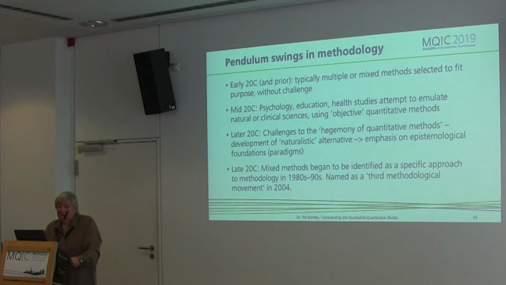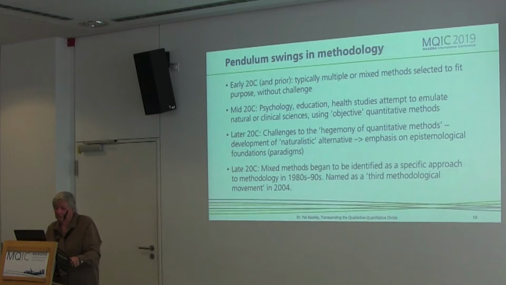In the early 20th century, typically, as I said, multiple or mixed methods were selected to fit the purpose, and that wasn't challenged. Mid-20th century, psychology, education, health studies, and so on, were particularly concerned to emulate the natural or clinical sciences using what were called objective quantitative methods. So when I did psychology in the 1960s, we never actually heard the word paradigm, we never talked about philosophies, but we were hammered on being objective and scientific. That was the philosophy underlying the process.